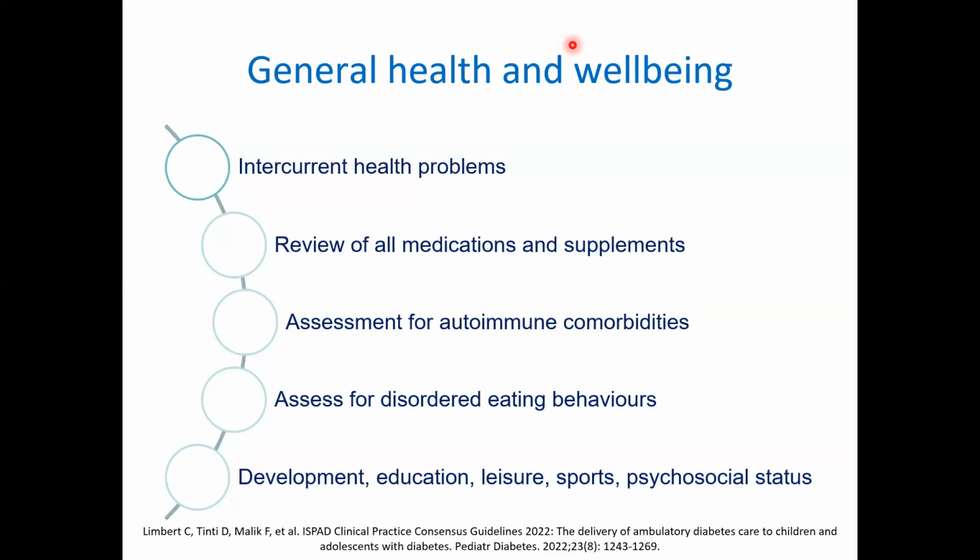So it's always good to just inquire and try and find out if they're taking other medications, and then find out how these medications could interact with the treatment that you're recommending for them. And then, of course, advise them accordingly. Then I've already mentioned assessment for autoimmune comorbidities. Assessment for disordered eating behaviors is very important.